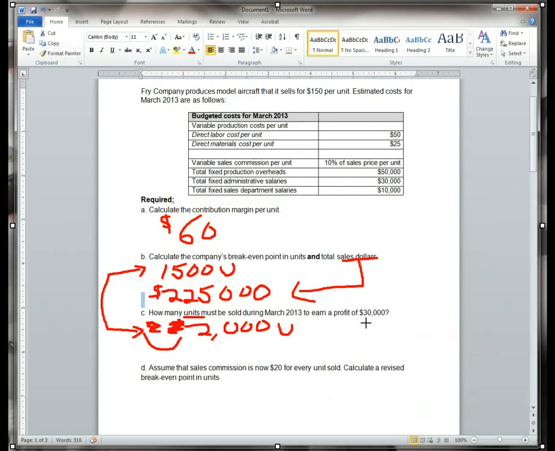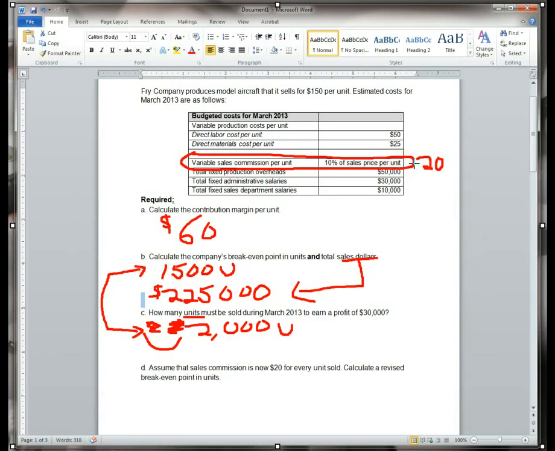Now for D, they're saying sales commission. Remember sales commission? So a lot of people don't know what to do with this to begin with. They're not comfortable with percentages. Here we're changing that variable, which again would indicate that that's probably some sort of important thing to use in the equation, right? So assuming that sales commission is $20 for every unit sold. So what we're doing is we're replacing a 10% sales price per unit, which we figured out before was $15, right? You take the 150 times the 10%, you get 15 bucks. Now for D, we're saying instead of that, this is going to be $20 per unit.